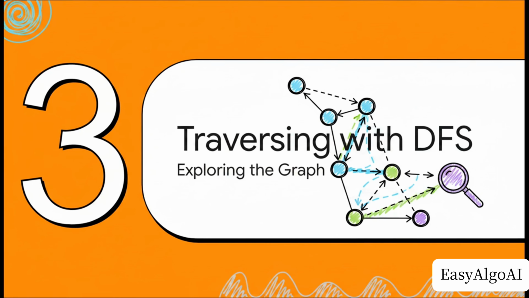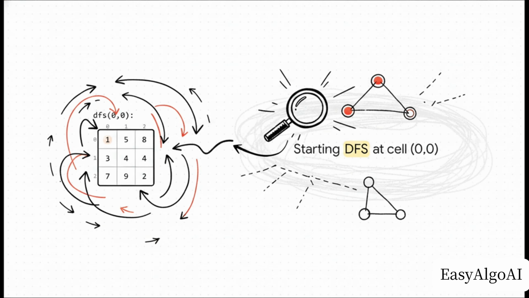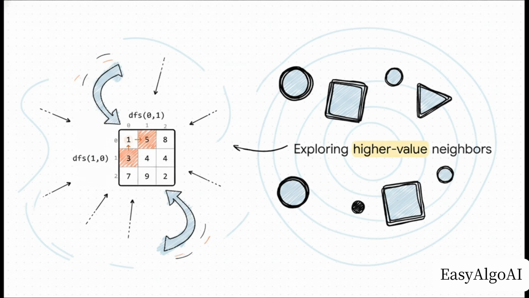Okay, section 3, traversing with DFS. Now that we know we're dealing with a graph, we need a reliable way to explore it. One really straightforward strategy is to just find the length of the longest path starting at every single cell, and then just pick the biggest number. To pull that off, depth first search, or DFS, is absolutely our tool of choice because it's just so elegant for pathfinding. We just kick things off by initiating a DFS call right at the top left cell, coordinate 0, 0, which holds the value of 1. Let's watch how this branches out. To figure out the longest path from our starting 1, our DFS algorithm has to check out its neighbors.